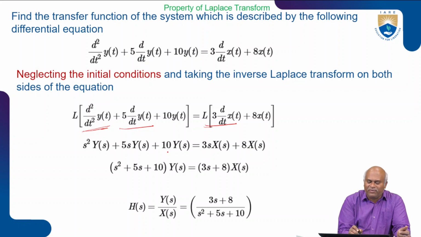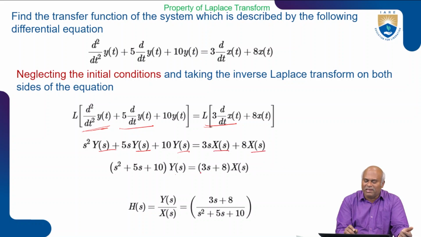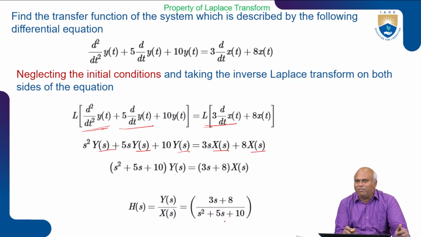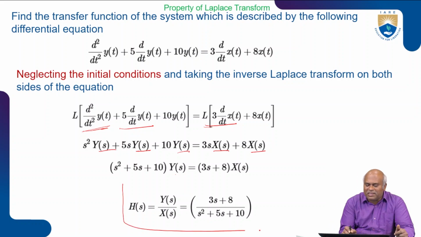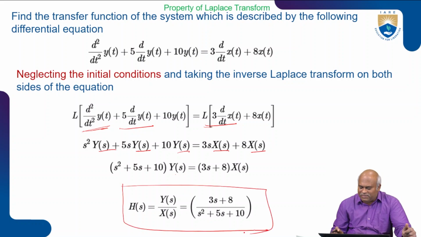Now the Y of s terms we take out. The remaining is s square plus 5s plus 10 times Y of s, equal to, on the right side, X of s is a common term, so we take it out, 3s plus 8 times X of s. Then finally I write H of s equal to Y of s divided by X of s, which is 3s plus 8 divided by s square plus 5s plus 10. Okay. This is the Laplace transform system response.